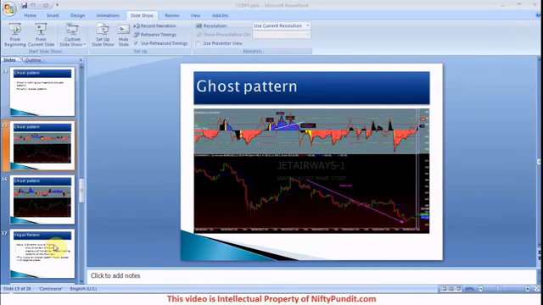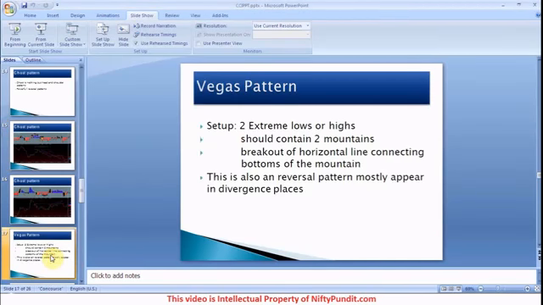After completing the ghost pattern, we'll see the Vegas pattern. Vegas pattern is similar, like we'll be seeing two mountains on the visual. We'll be connecting two extreme lows and highs. Breakout of the horizontal line connecting the bottoms of the mountains, we call it the Vegas pattern, and we'll trade for the reversal in that. This is also a very powerful reversal pattern. Mostly it will appear as a divergence.